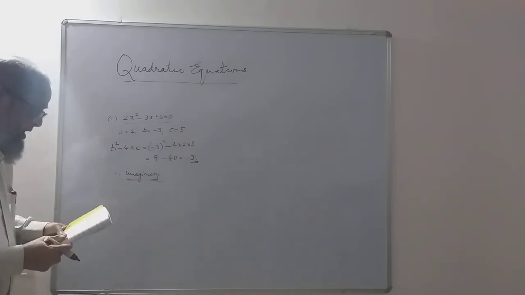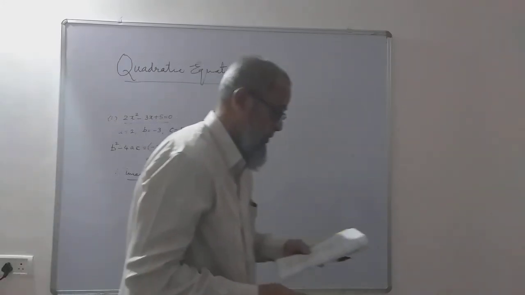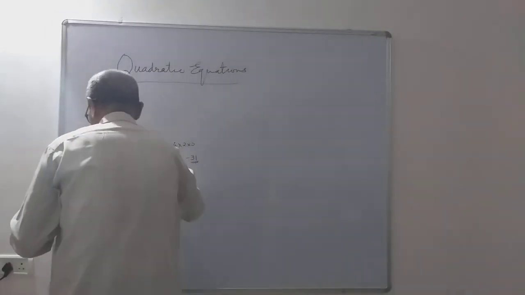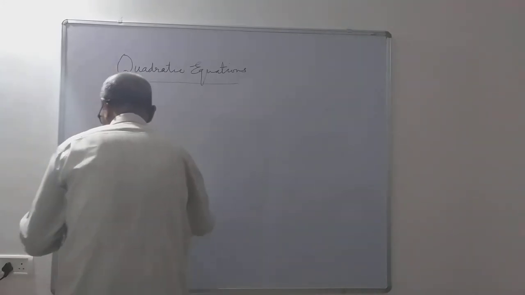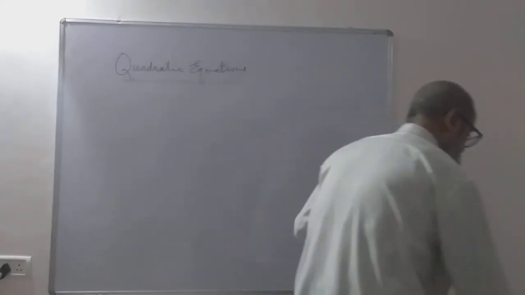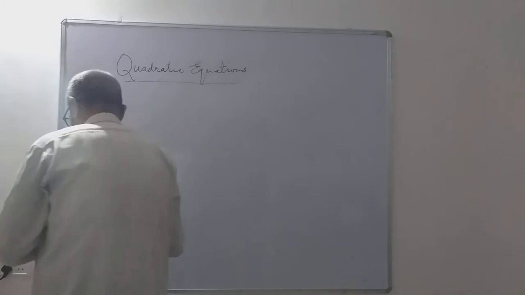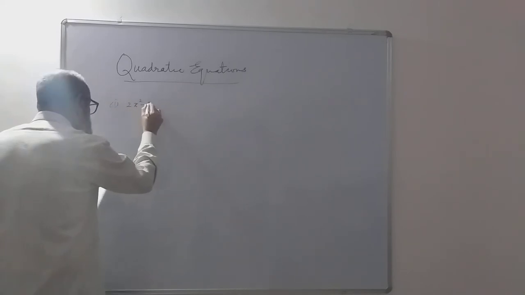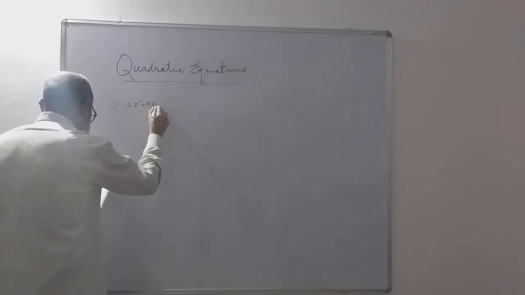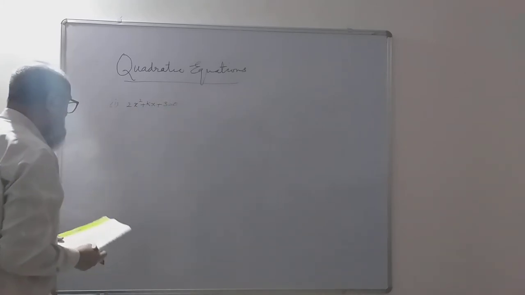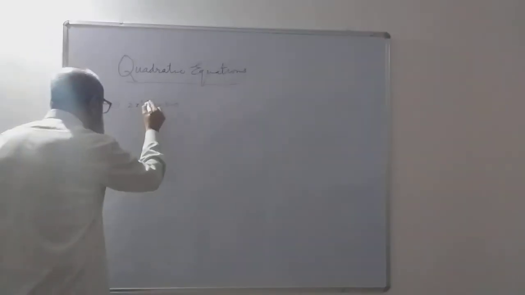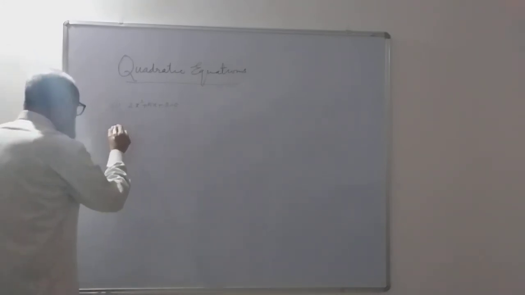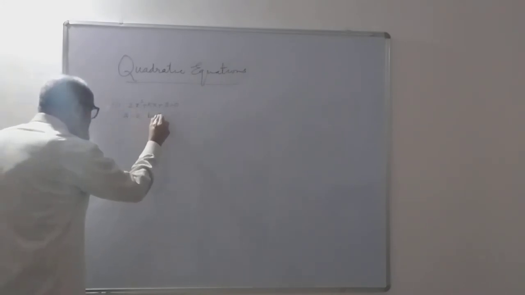Similarly, two more problems are there. Next problem I'll take up. Second one, find the values of k for which the following quadratic equations have real and equal roots. There are two problems. First one is 2x square plus kx plus 3 is equal to 0. We have to find the value of k so that this equation can have real equal roots. So here a is 2, b is k, and c is 3.